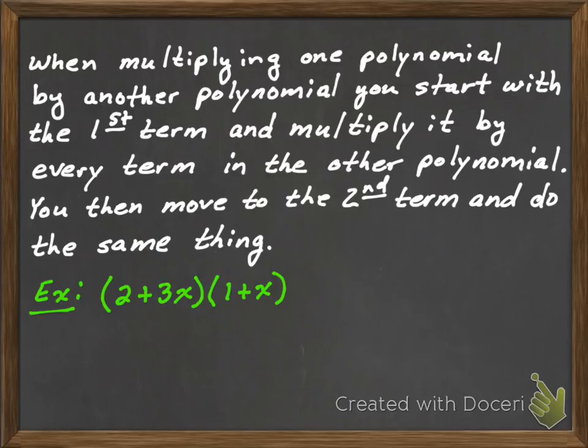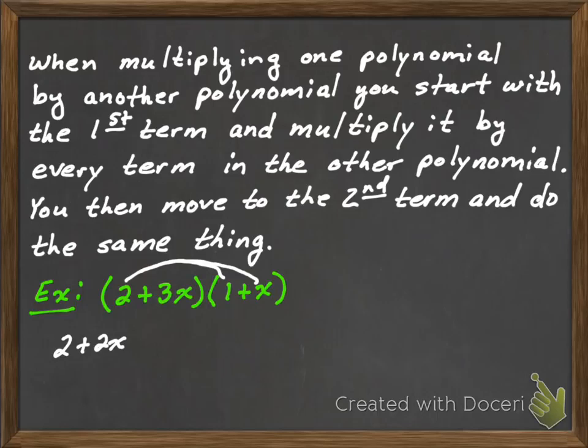So when multiplying polynomials, what you're going to do is start with the first term, and then you're going to multiply the first term by every term in the other polynomial. And then you'll move on to the second term and do the same thing. And if there are more terms, you just repeat the process. So the first step is you start with the 2, this number right here, it's your first term, and you multiply it by every term in the other parenthesis. All right, so 2 times the 1 is 2, and then 2 times the x will give you 2x.